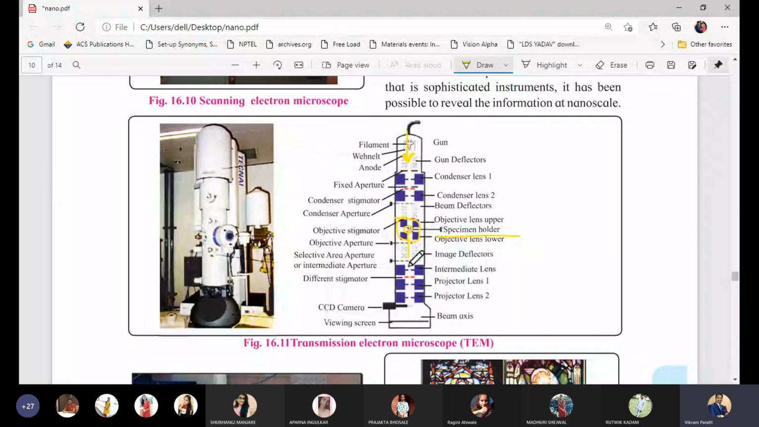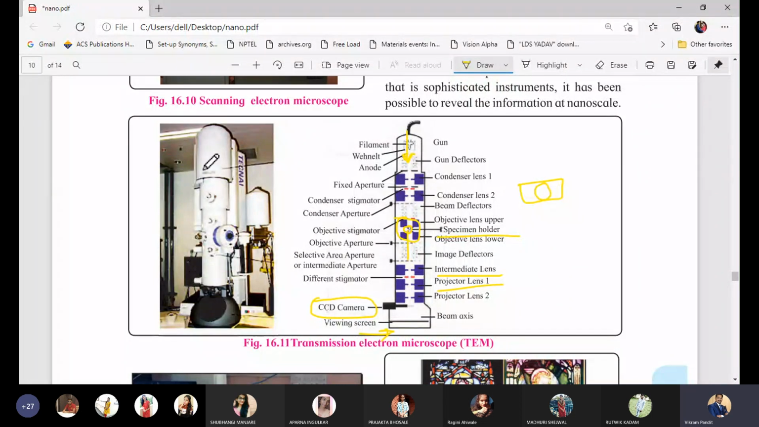We can watch it directly with our eyes. So the viewing screen is there, we can see what type of image there is with this sample, and we can find the exact size of that material. One atom can be seen by using a transmission electron microscope. An atom is very small compared to a nanoparticle, so that can also be seen using the TEM machine.